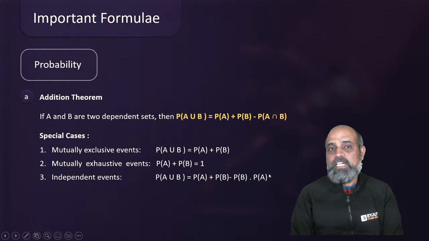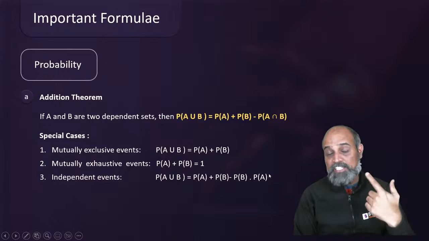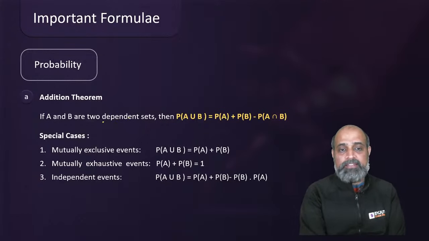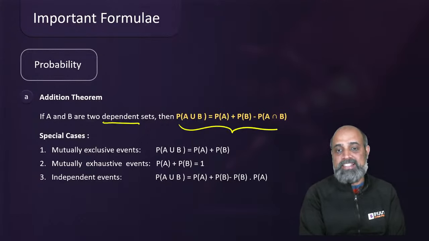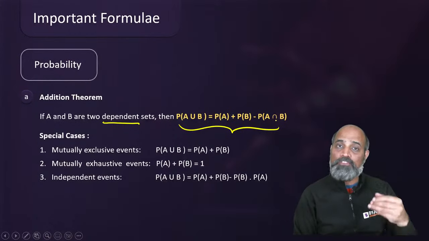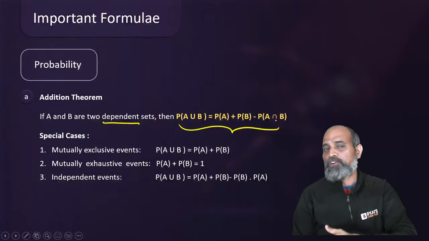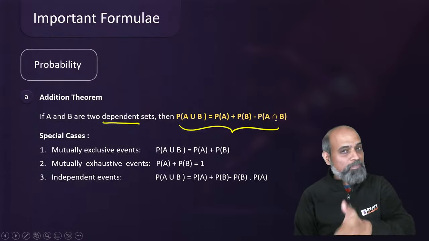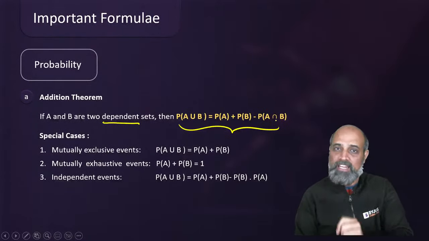Probability. So that's combination and permutation. The next one is probability. If A and B are two dependent sets, okay, then the set theory logic works here. Instead of number of values, we deal with probability. Probability of A or B is given as probability of A plus probability of B minus probability of happening both A and B.